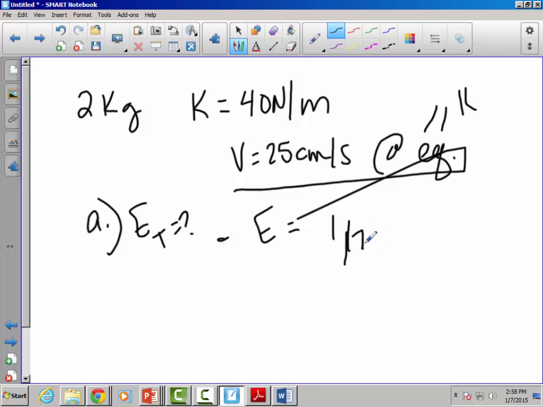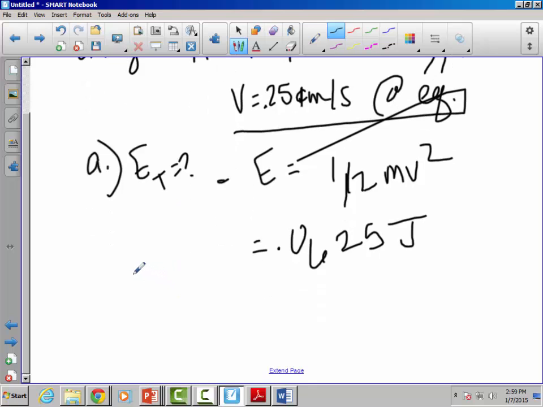So we've got 1/2 mv squared. We're going to place in 2 kilograms for our mass, and we're going to convert this into meters per second. So that's going to be 0.25 meters per second. Then we're going to square that, and we get our total energy for our object to be 0.0625 joules. Sorry, my thing's acting really weird. I have to use my mouse right now, so this is going to look pretty janky.